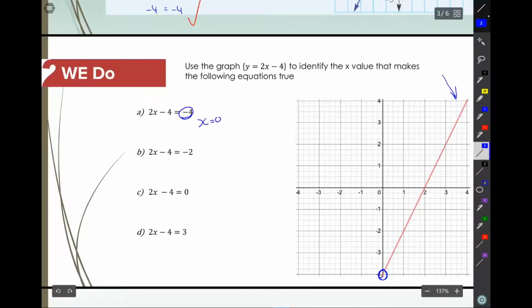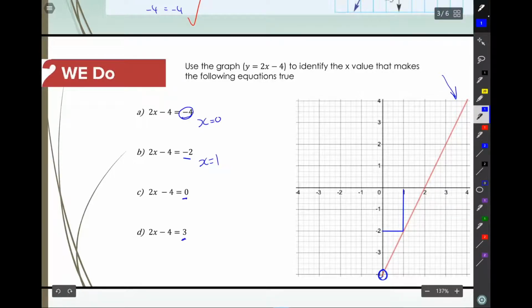We'll find the y value of minus 2. And we'll read what the x value is at that point on the line. And it's 1. It's positive 1. So x equals positive 1. So I want you to repeat this process for y equals 0 and y equals 3.